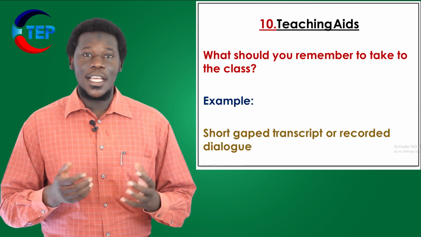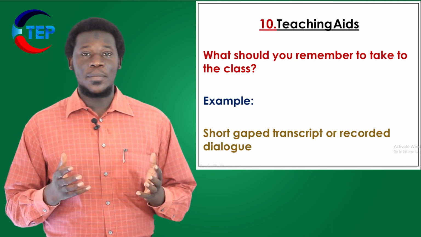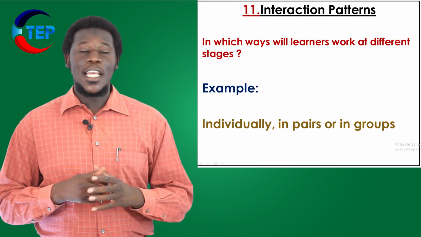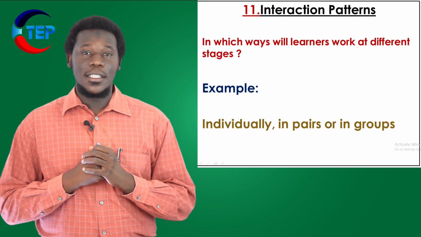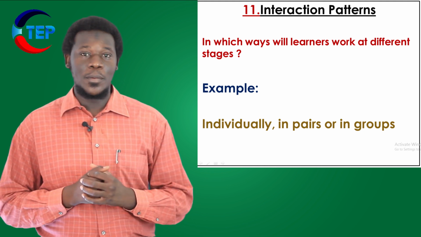Number 10, teaching aids. What should we remember to take with us in the class? For example, a short transcript or recorded dialogue. Number 11, interaction patterns. In which ways will learners work at different stages? For example, individually, in pairs, or in groups.